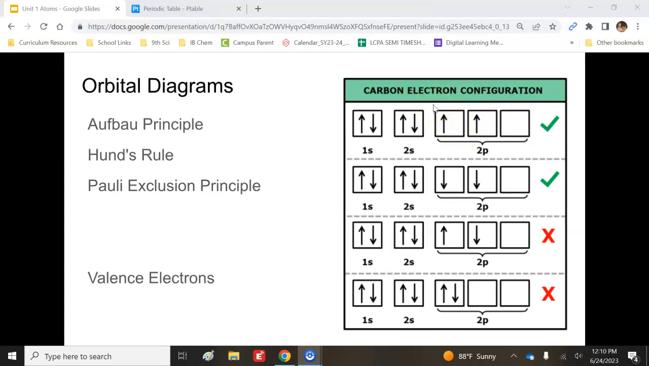Valence electrons are what are going to be doing the chemical bonding and the reacting that we will talk about in further topics, and they're really important to the chemical properties of various elements and compounds, which we'll talk about in the future as well.